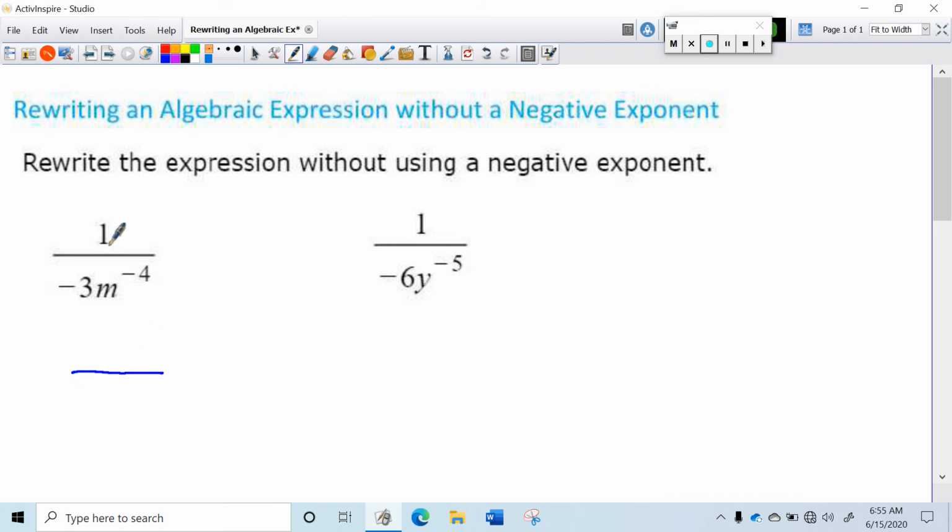So this 1 does not have an exponent at all, so it stays where it's at. The negative 3 does not have an exponent at all, so it stays where it's at. Now if you prefer, you can move the negative out front. It's allowed to be on the bottom, out front, or up top.